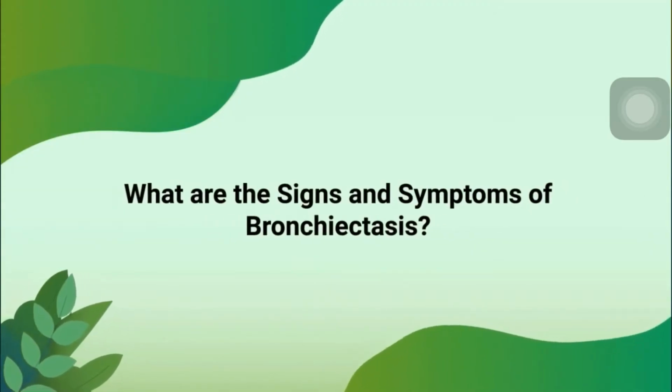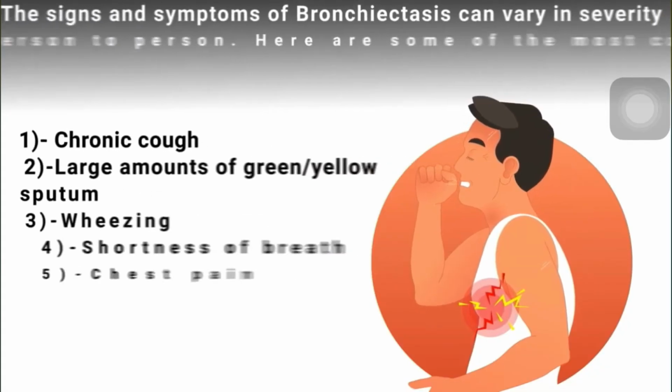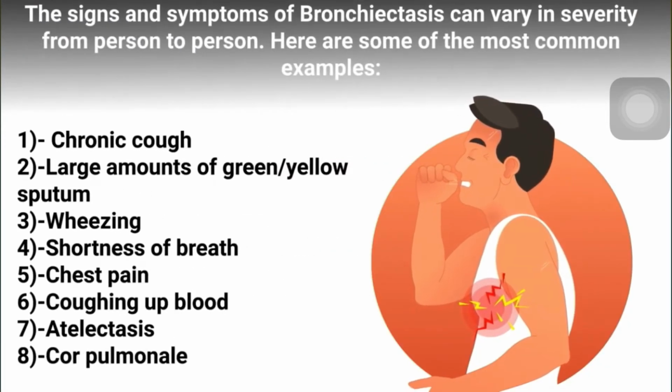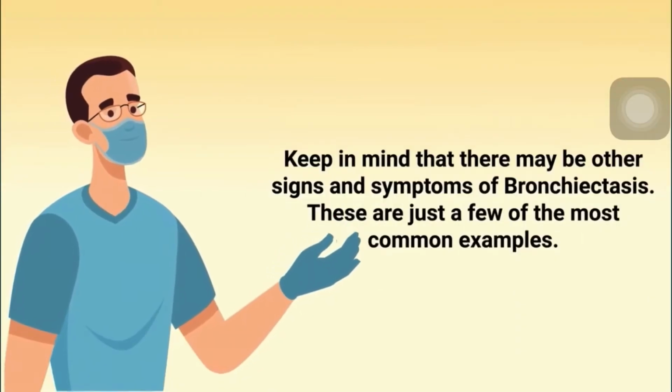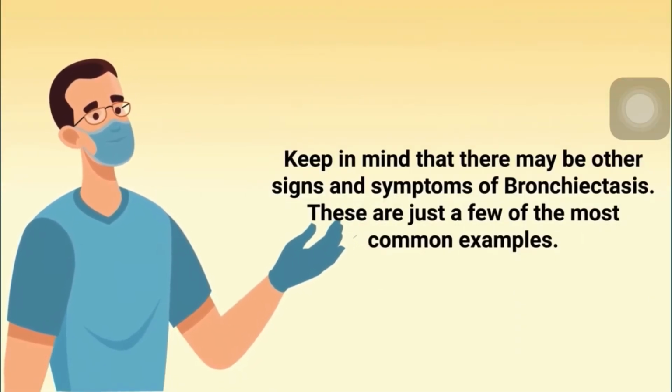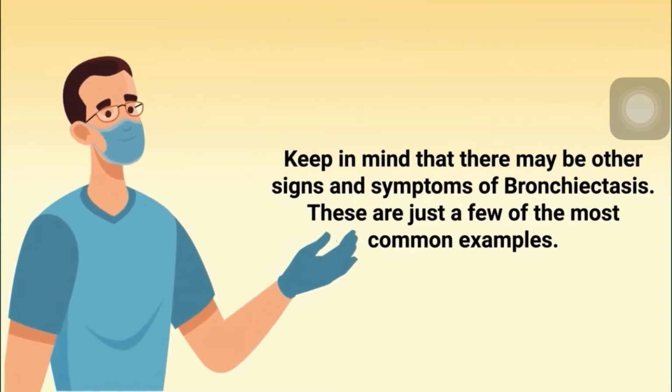Now let's talk about the signs and symptoms. The signs and symptoms of bronchiectasis can vary in severity from person to person. Here are some of the most common examples. The patient may have a chronic cough, large amounts of green or yellow sputum, wheezing, shortness of breath, chest pain, coughing up blood, atelectasis, and cor pulmonale. There may be other signs and symptoms of bronchiectasis. These are just a few of the most common examples.